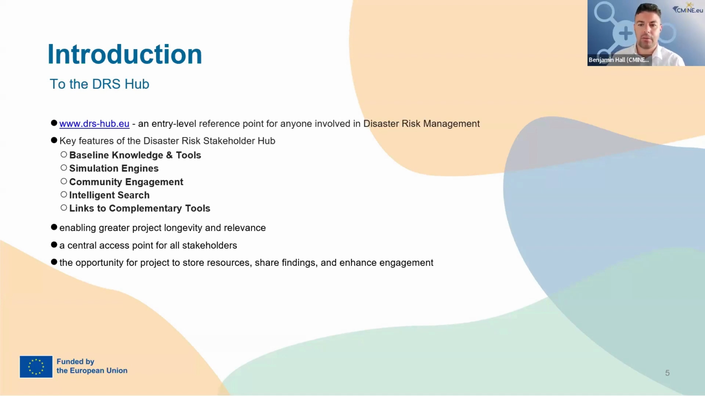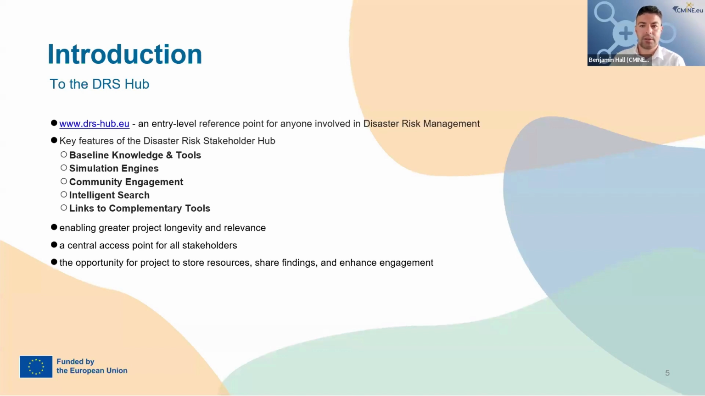It's designed as an entry-level reference point for anyone involved in disaster risk management. So not only the projects that are involved in it, it's meant for citizens, local organisations, responders, and municipal or regional authorities, national and international bodies, and researchers and policy makers. Originally, the hub stemmed from the Paratus project, which engaged stakeholders across Bucharest, Caribbean, Istanbul, and the Brenner Corridor. It recognised the need for a universal platform, and its scope has since extended.